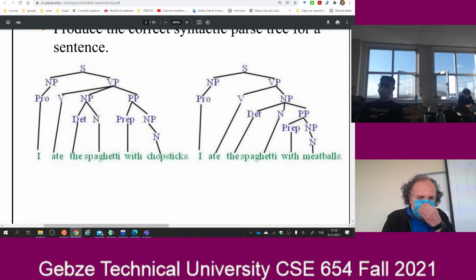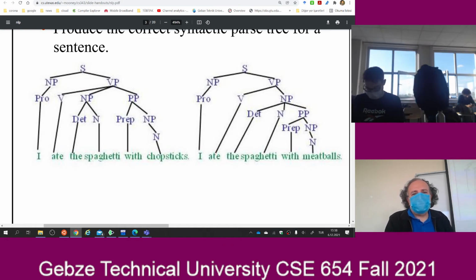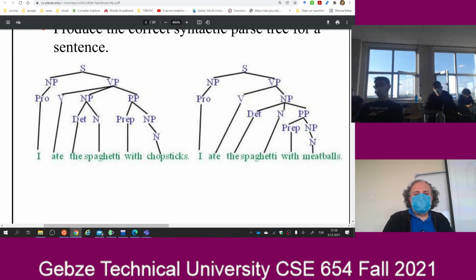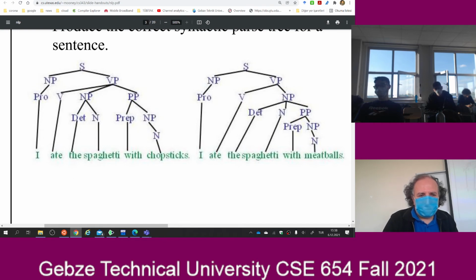By doing this, when you translate them to Turkish, you translate them very differently. I mean, you don't translate them into two sentences that differ by one word only, right? But how would you translate them into Turkish? I ate the spaghetti with chopsticks.